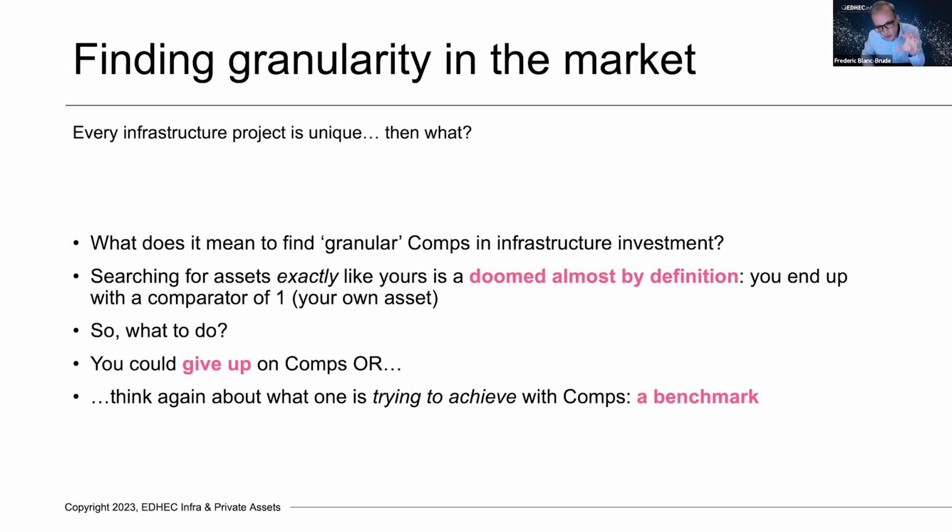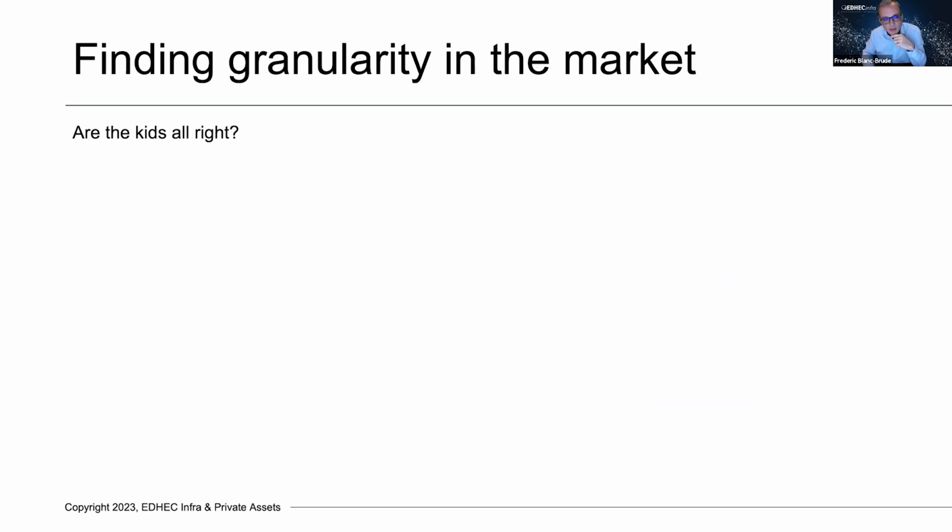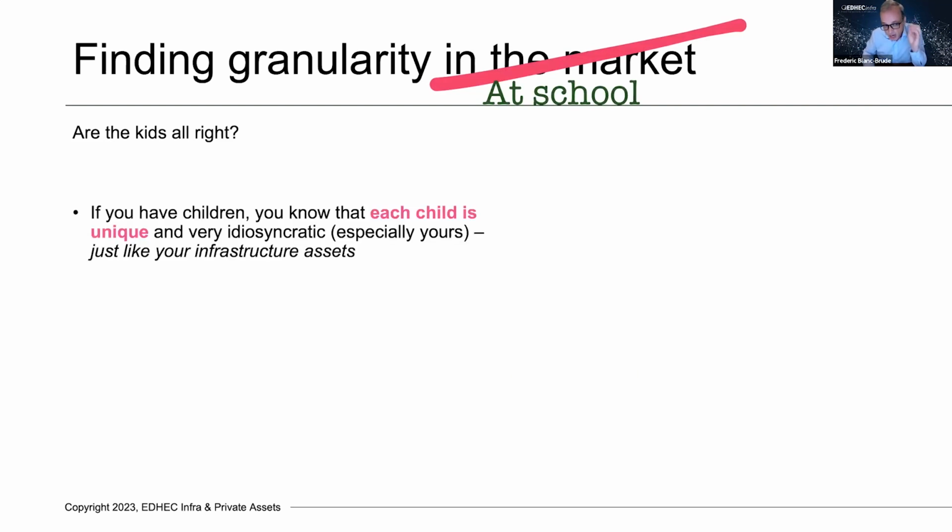But first, I want to drive this point a little bit more. So I'm going to take an example from the education space, because I think this will speak to a lot of us. I think most of us on this webinar have children or have been around children. So instead of looking at the market, I want to look at finding granularity at school, as an example. So let's say you have kids, you know that each child is unique. Each child is very idiosyncratic, especially your child, just like your infrastructure asset, okay?